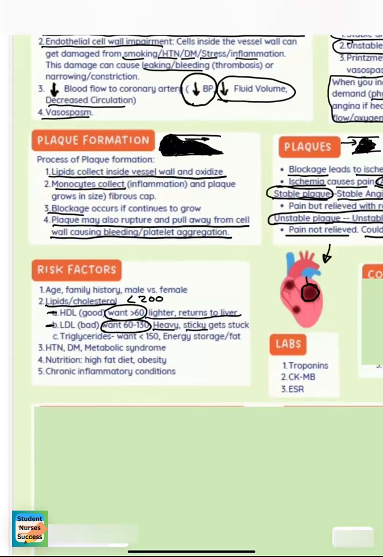Now, triglycerides are a different type of cholesterol. They are for energy and storage of fat. They are helpful. However, too much is not good, and we want our triglyceride levels to be less than 150.